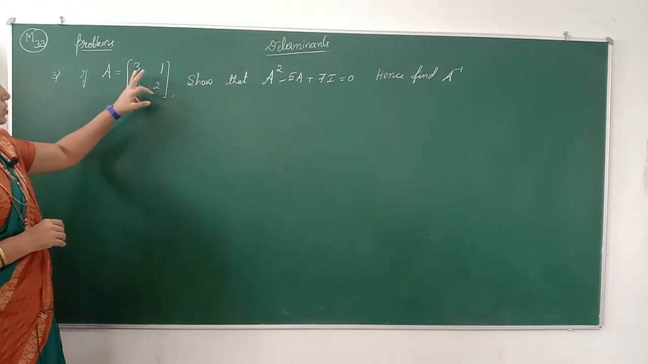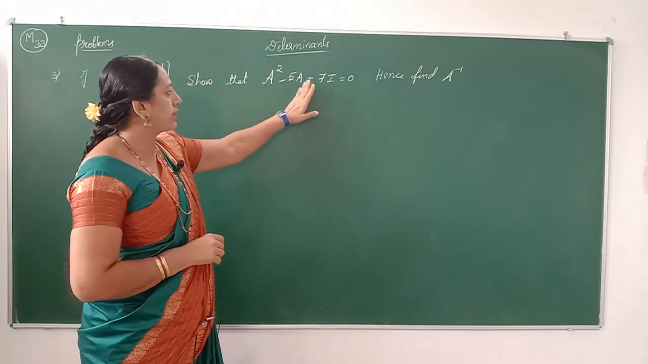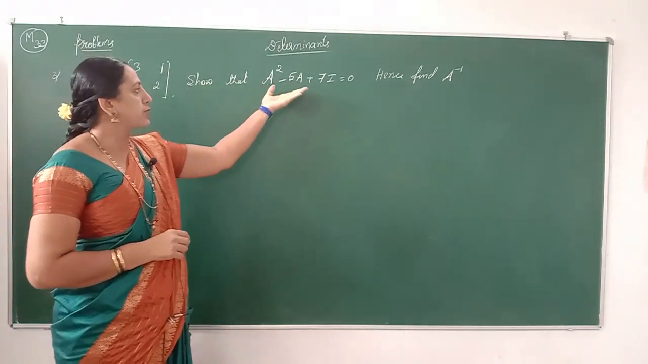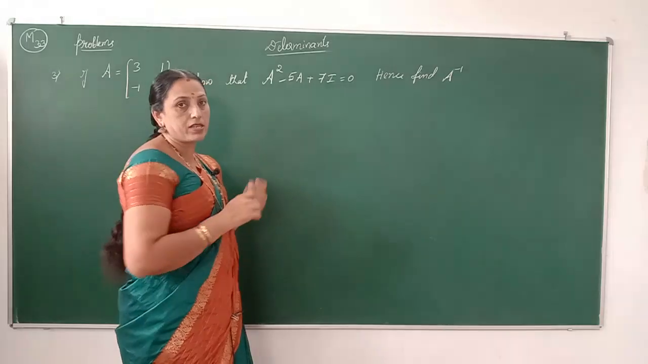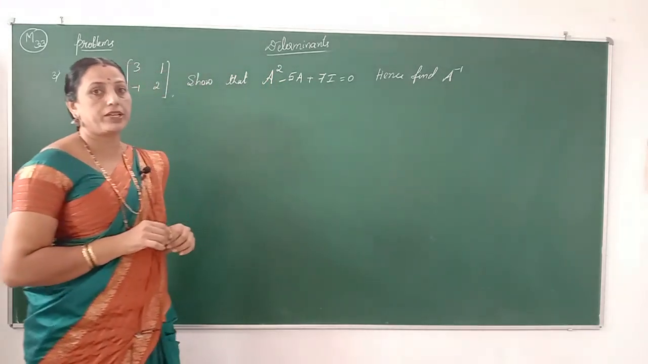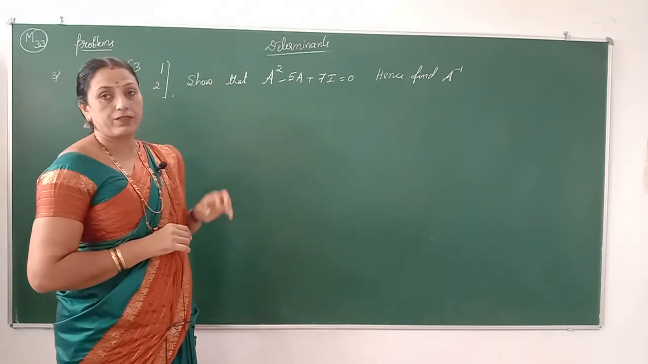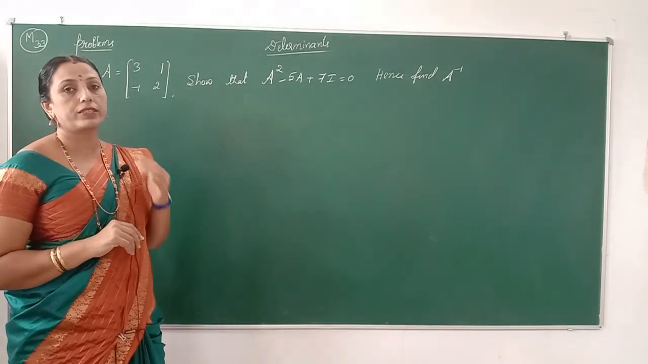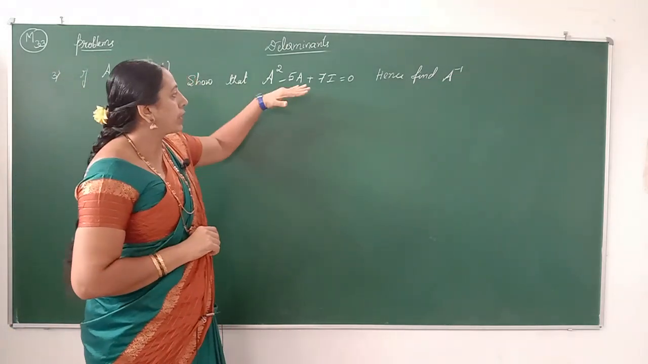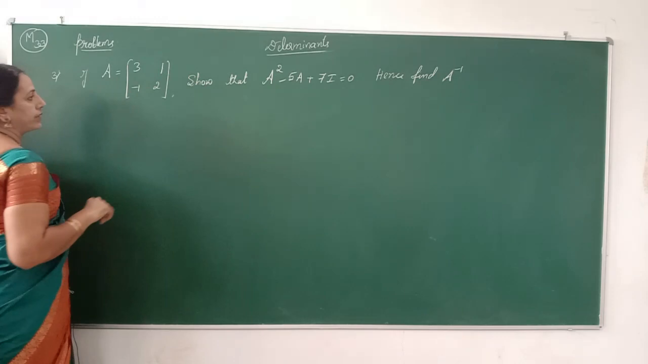Next one, if A equals 3, 1, minus 1, 2, then show that A square minus 5A plus 7I equals 0, and hence find A inverse. These types of equations were already solved in the previous exercise, and the inverse is also possible to solve by using the condition of determinant with adjoint. But in these problems, we will be using that equation to find the inverse of the matrix, not by using the formula of 1 over determinant of A into adjoint. So by using the equation, the inverse of a matrix can be deduced. Now first we will solve that equation.